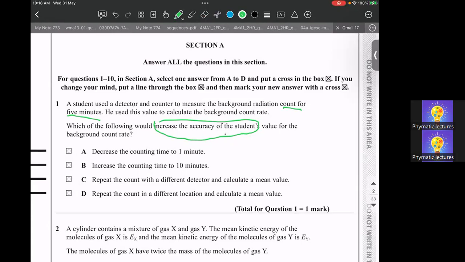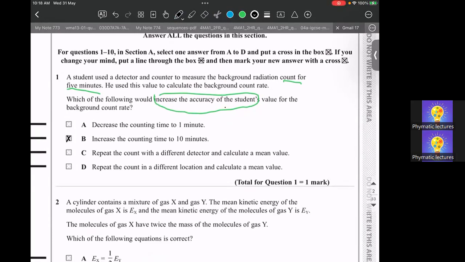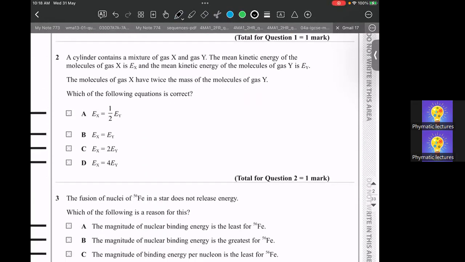Then what about repeating the count with a different detector? That will not change the accuracy. So which is the correct option? The correct option is B: increase the counting time to 10 minutes. Hope you got it.